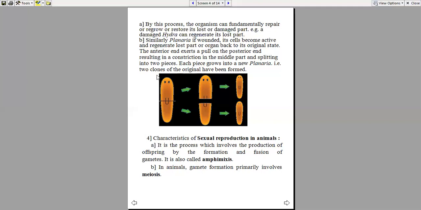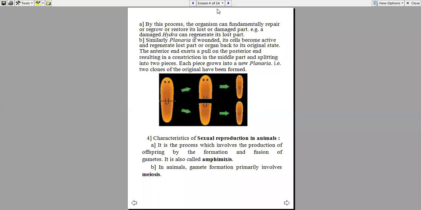Here you can see this is the organism called planaria. And you all know this planaria comes under which phyla? Yes, correct. It is Platyhelminthes. Now in planaria, the process of asexual reproduction is fragmentation, but it also shows regeneration. Here in this, look, important part over here. This is the anterior part of hydra and this is the posterior part.